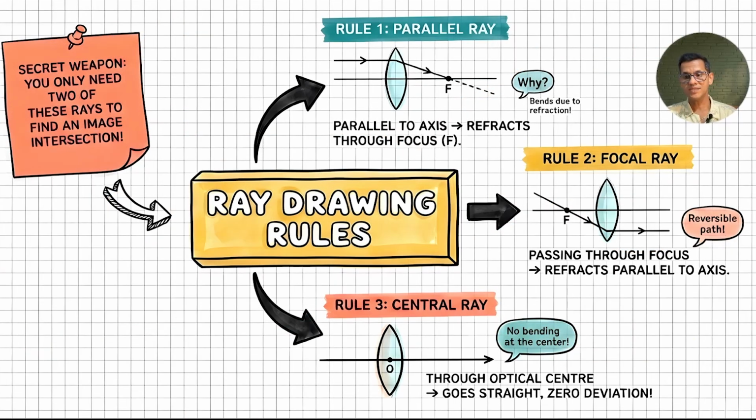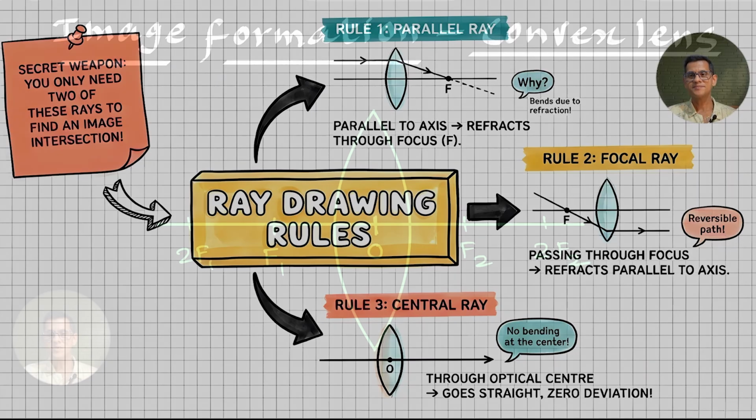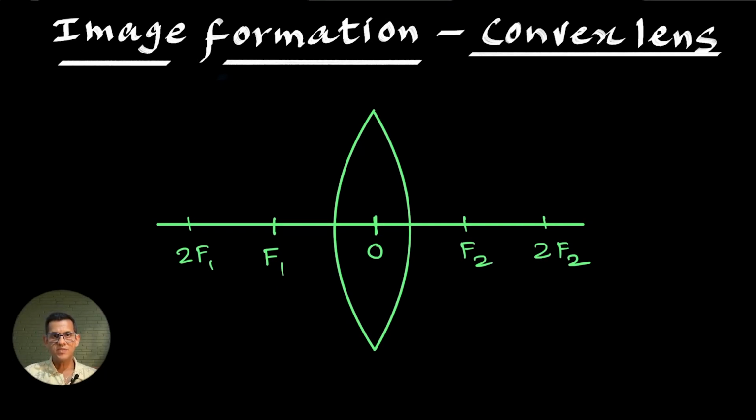The next part that we need to see is image formation by convex lens. Now, just like mirrors, here also we need to follow certain rules. So first let's have a look at the rules, and then we will proceed with the diagrams. So let's see what are the rules that we need to follow to draw the diagram for the image formation in convex lens. There are three simple rules here.